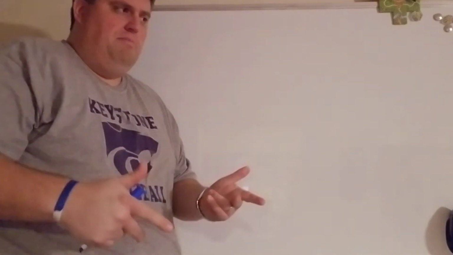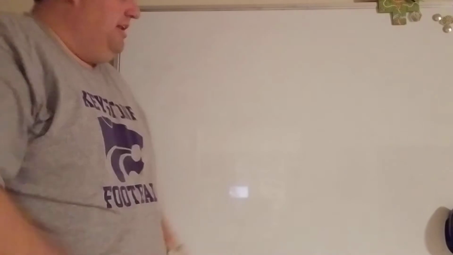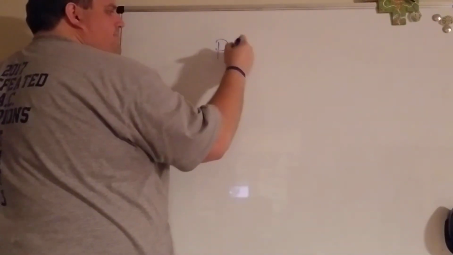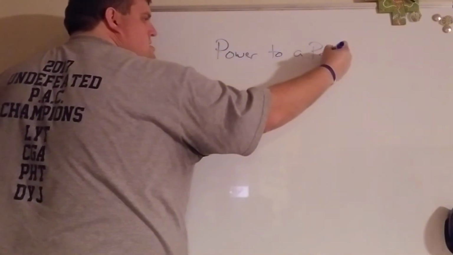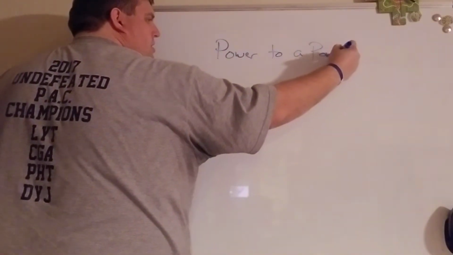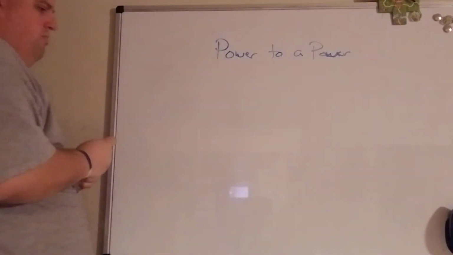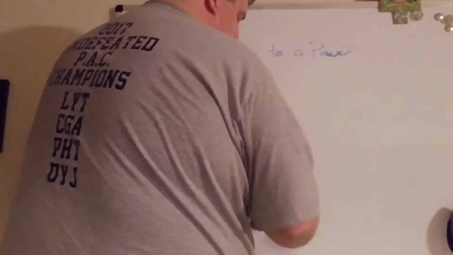Today we are going to be learning about some more exponent rules. Yesterday we talked about the multiplication and the division rule. We're going to add on to that and expand it a little bit. So let's talk about power to a power. Power to a power is basically if we have an exponent with an exponent on it, if you want to think of it that way.